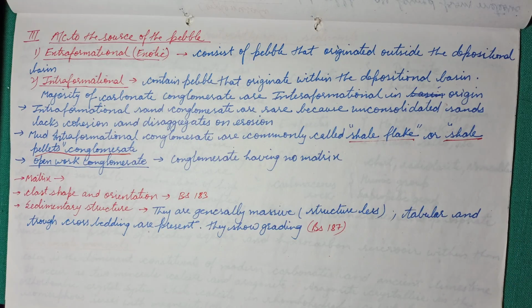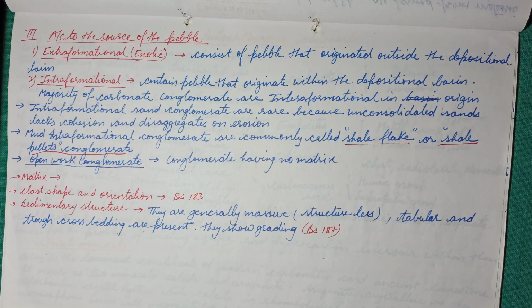So what you need to remember is, if you find an intraformational conglomerate and the mud is the matrix, you will call it a mud intraformational conglomerate, or shale flake, or shale pellet conglomerate. And if you find a conglomerate having sand as a matrix, you will find sand intraformational conglomerate. There is only a difference of matrix.